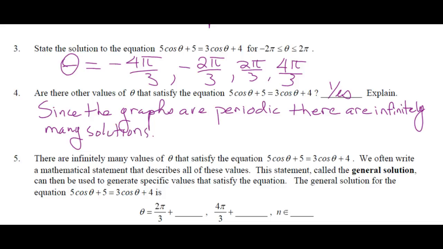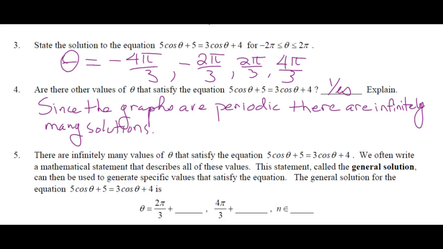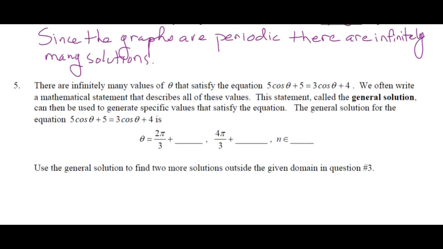Number 5, there are infinitely many values of theta that satisfy the equation. We often write a mathematical statement that describes all of these values. When we're solving things, we really got to look and see what's the domain for our solution. Is it a restricted domain? Is it just a general solution? So this we would call a general solution. This statement, called the general solution, which we will call the generals, can be used to generate specific values.